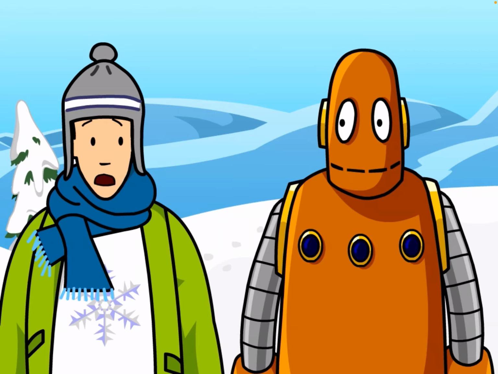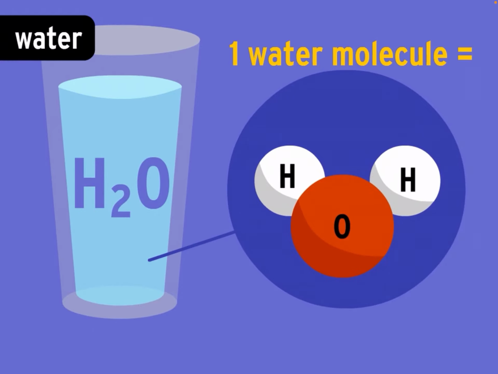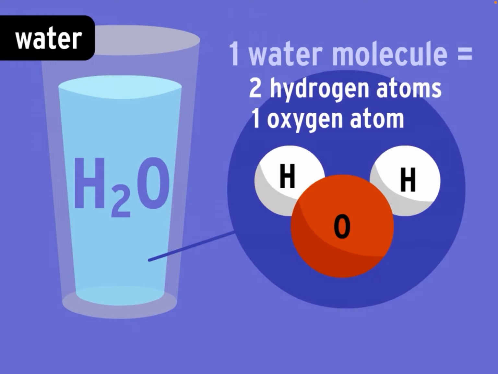Well, I'm getting to that. Everyone knows that the molecular name for water is H2O. That means that one water molecule is made up of two hydrogen atoms bonded with one oxygen atom. H2O.